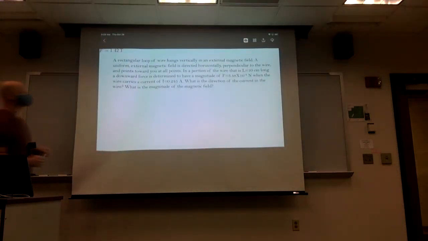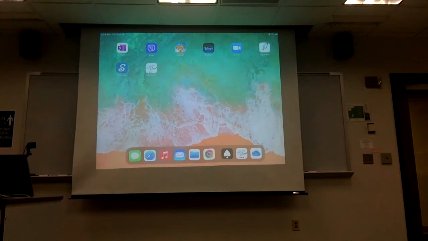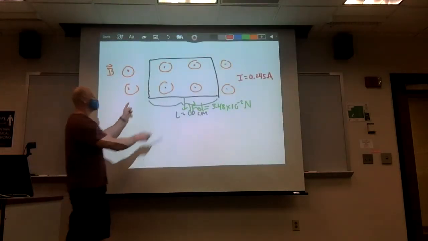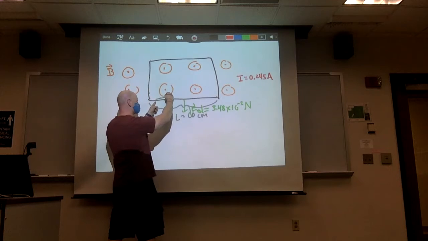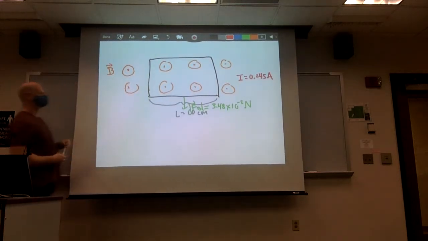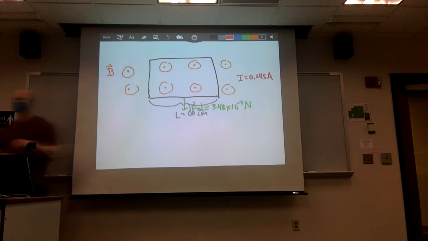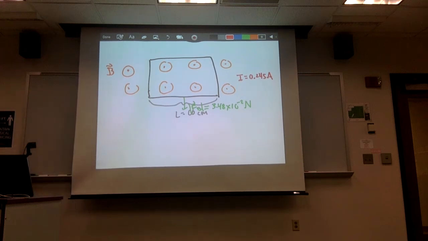So what it says then is, what is the direction of the current in the wire? And what is the magnitude of the magnetic field that this thing is in? These are the things that we want to know. First, what is the direction of the current running through the wire? Meaning, is the current running in this direction or in this direction? How do I know? And then from that, extract the magnitude of this magnetic field. Okay? So first things first, let's deal with the direction.